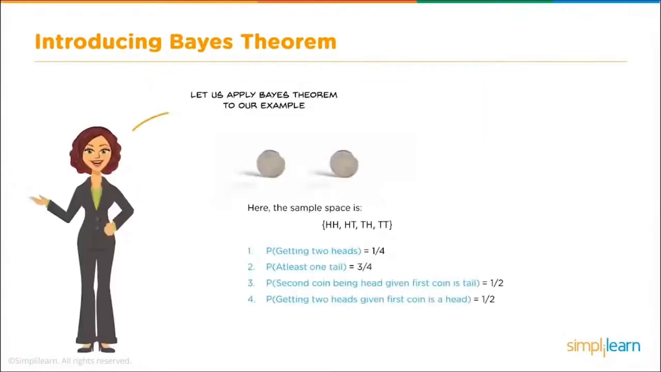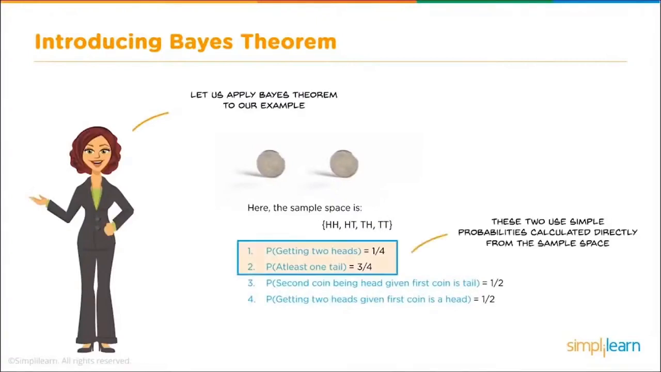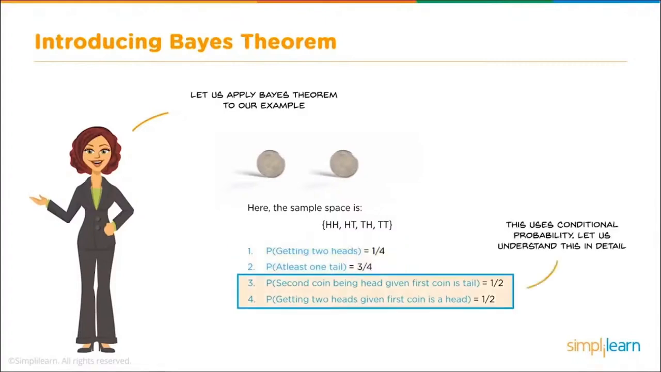Let us apply Bayes' theorem to our example. Here we have our 2 quarters, and we'll notice that the first 2 probabilities, of getting 2 heads and at least 1 tail, we compute directly off the data. So you can easily see that we have one example, HH, out of 4, 1/4, and we have 3 with tails in them, giving us 3/4, 75%. The second set, 3 and 4, we're going to explore a little bit more in detail.